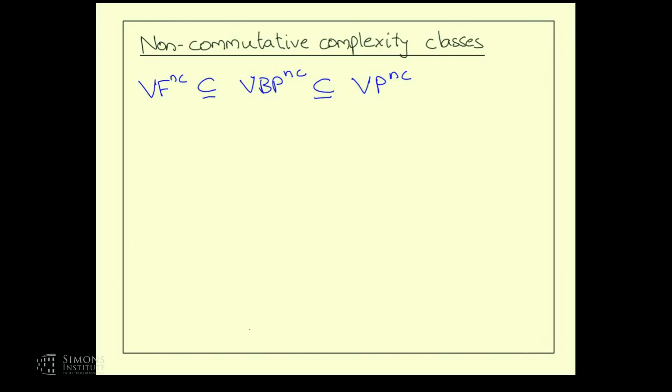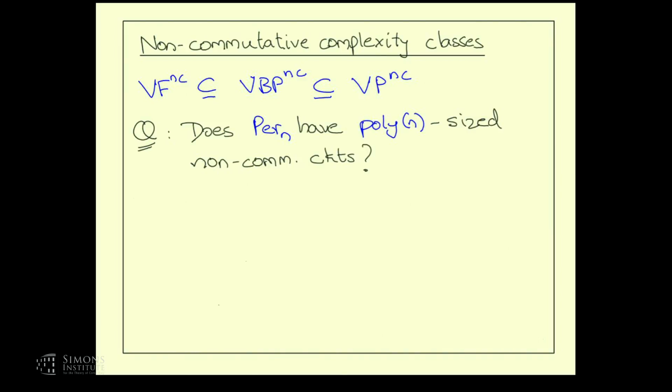The nice thing about this is now you can ask your favorite question in the commutative setting in the non-commutative setting. So for example, you can ask, does the n by n permanent have polynomial sized non-commutative circuits? And this is related to the commutative question in a simple way. In particular, the lower bound question here is easier than the lower bound question in the commutative setting. So let me just say a little bit about that.